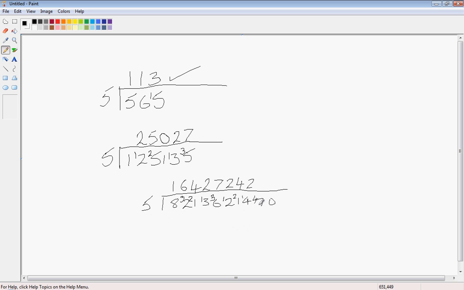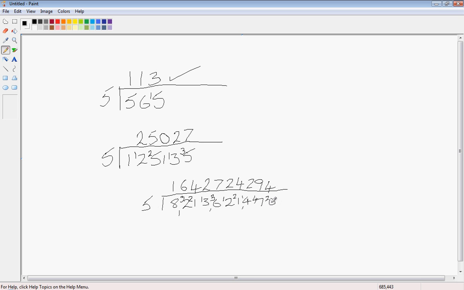5's into 47, now this is where your times tables kick in, so I know 5 9's are 45, remainder 2, and 5's into 20 goes 4. So this is our answer, and you've just divided 5 into 8,213,621,470. How good do you want to be?